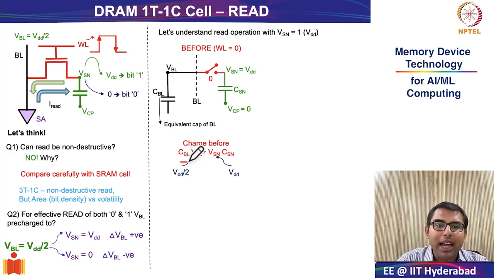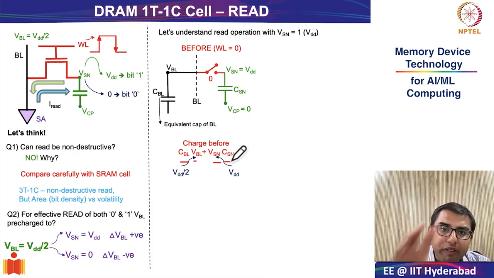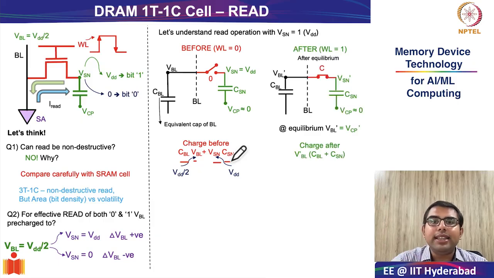So you have CBL into VBL, which is the charge on the bit line, and VSN into CSN, which is the charge on the storage node capacitor. Okay, so this is the charge before. Now what I'm going to do is turn on the word line. I'm asserting the word line, and as a result, the switch will turn on.